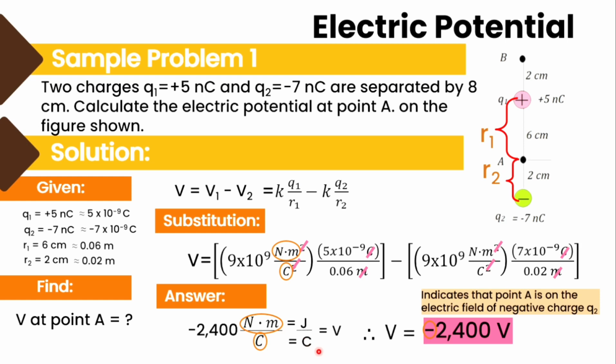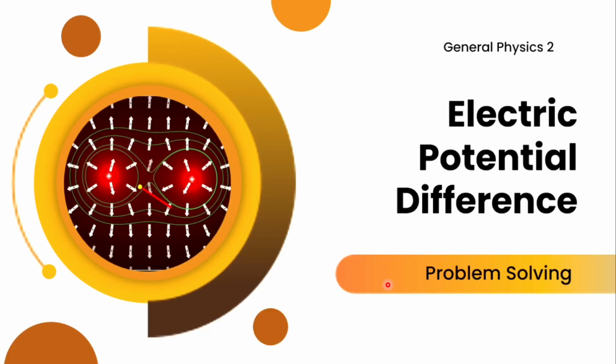Therefore, our electric potential at point A is equal to negative 2,400 volts. The negative here indicates that point A is in the electric field of negative charge Q2. So point A is inside the electric field of source charge 2. That's why it is negative. Okay, that would be the sample problem of the electric potential.